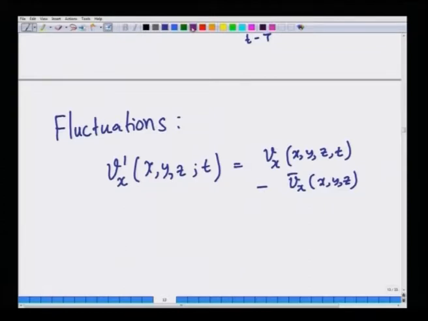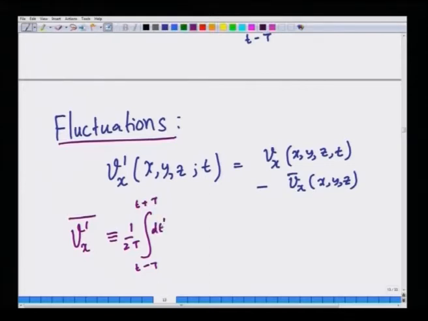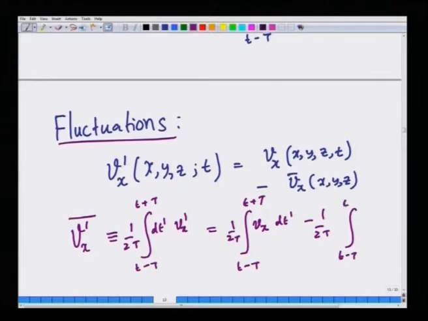By definition, if I take the time average of the fluctuating velocity, this is 1 over 2T, integral from t minus T to t plus T, dt prime, V x prime. This is 1 over 2T, integral from t minus T to t plus T of V x dt prime, minus 1 over 2T, integral from t minus T to t plus T of V bar x dt prime. But V bar x is independent of time, because it is a constant, we have assumed that. So, we can pull it outside the integral.